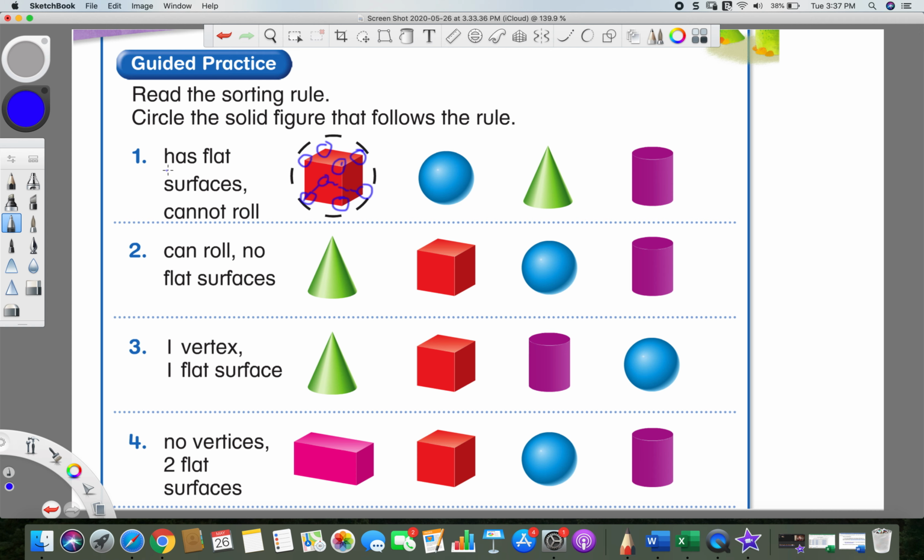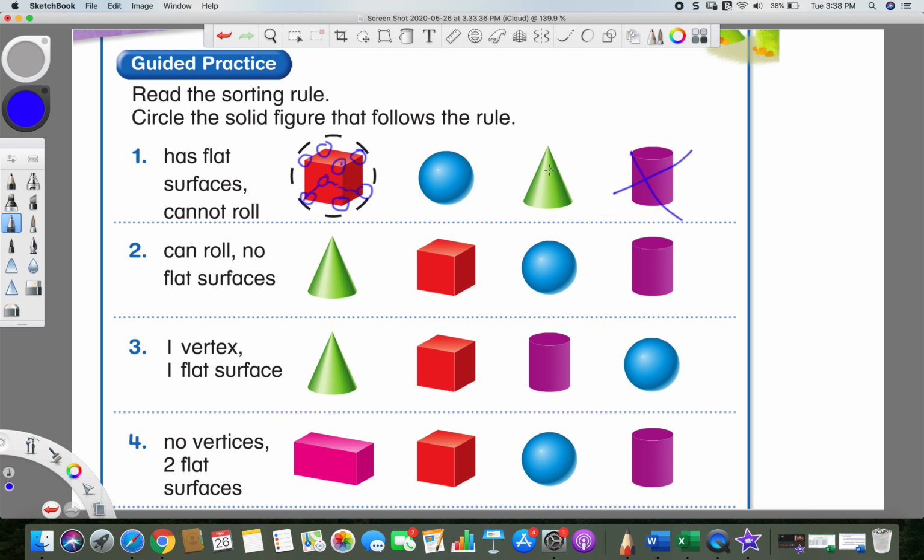Let me walk you through this first one. They're giving us a description of a shape, and it says, has flat surfaces, cannot roll. Okay, so we look at all of them. We look over at this cylinder. Yeah, it has some flat surfaces, but if we lay it flat, it can roll around. Like a can of soda, that can roll around. So it can't be this one.